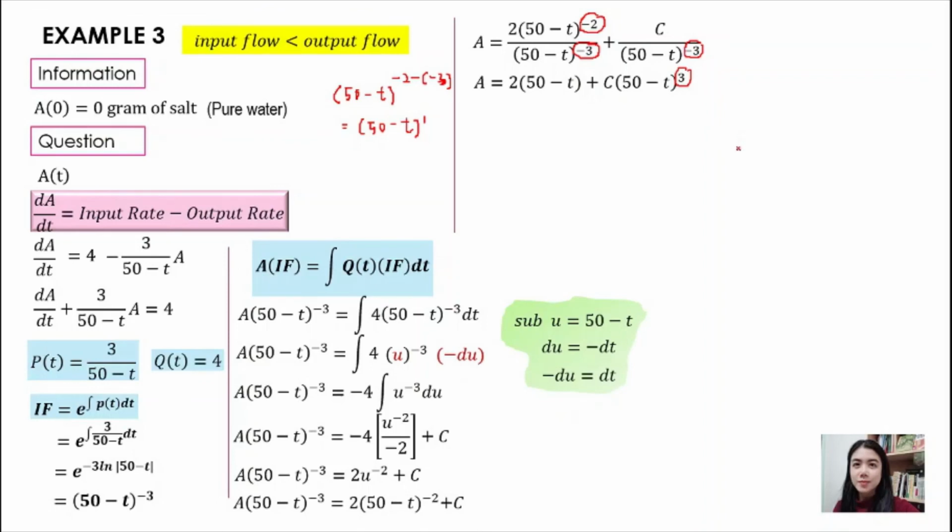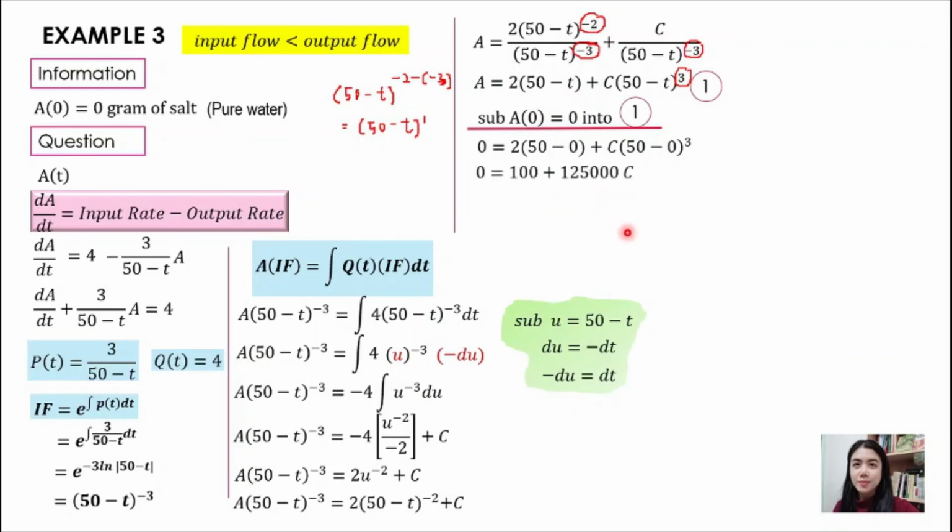Let's name it as equation number 1. We need to figure out the value of c for equation number 1. How are we going to figure out the value of c? That is through this information. We're going to substitute A(0) equal to 0 into your equation number 1. That means your A is 0, your time is actually 0. So simplify, then you can get your value of c. So this is your value of c.